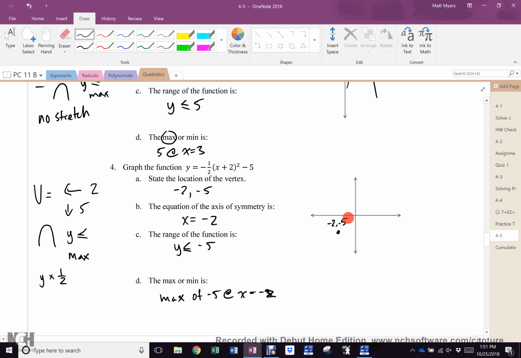Yes? Now, when I am graphing, should I go over 1 or should I go over 2 to do my first point? I should go over 2. Why? Because it's being divided by half. So going over 2 makes it easy to go down 1, yes? So I'm going to go over 2 to 0, and then where? Down 1 to -6.